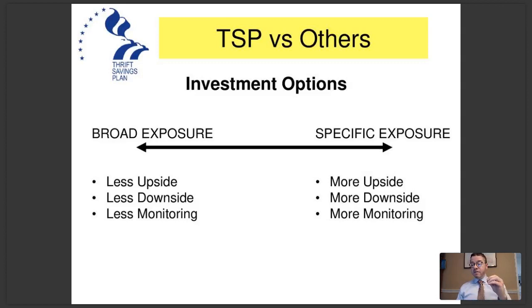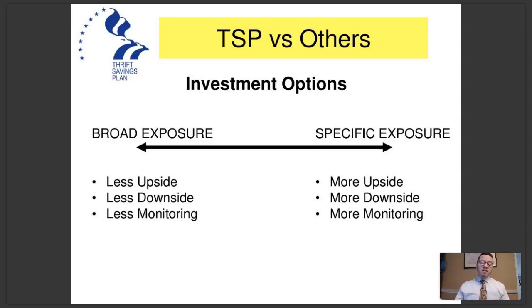So by having specific sectors, you also expose yourself to a little bit more of the upside, but you also have a little bit more of the downside than you would had you had broad exposure. But because it is a sector and you have a whole bunch of holdings in one sector as opposed to one individual stock, it requires less monitoring. So those are things you could benefit from if you go outside the TSP.